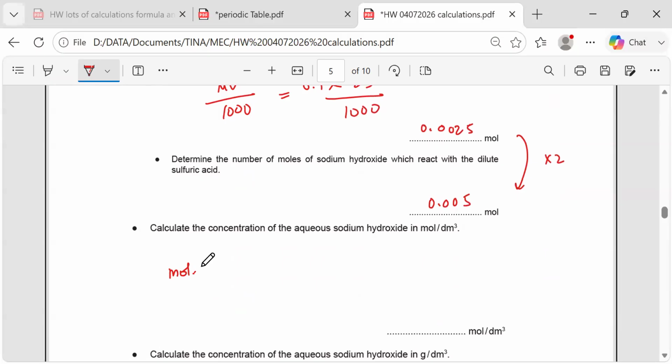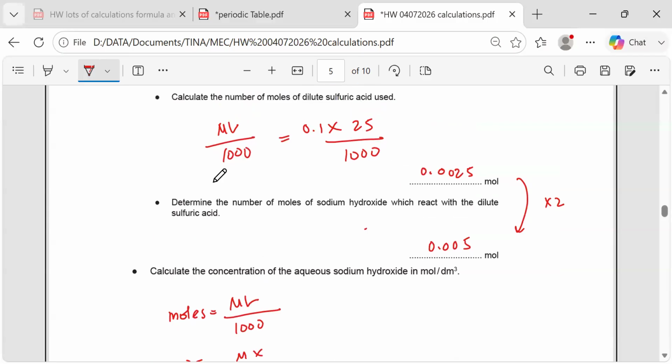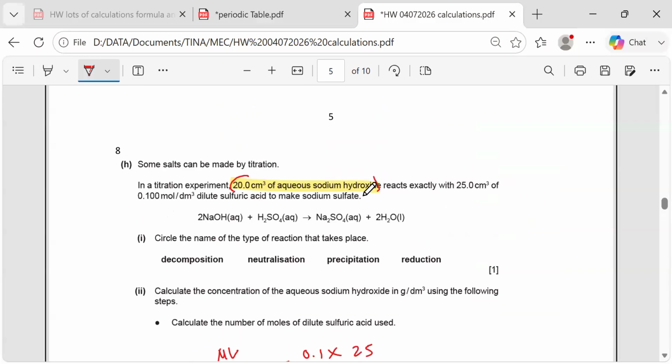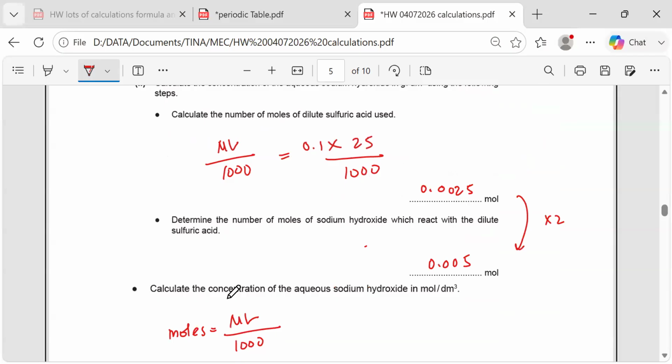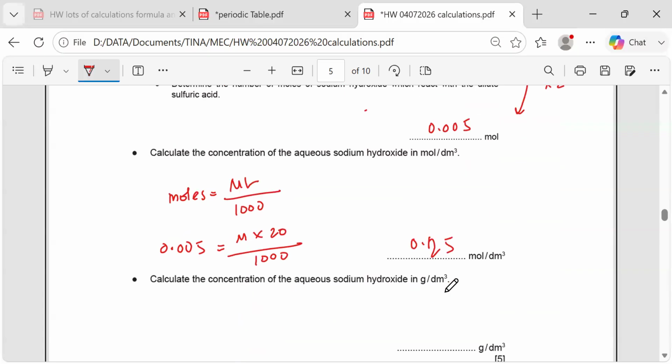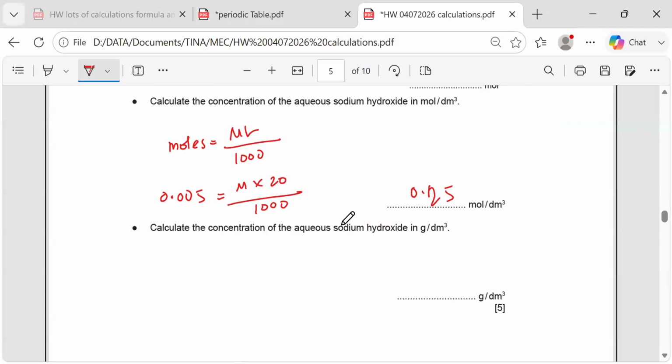So always remember the formula is the same. mV over 1,000. Amount of moles, we use the one we just got, 0.005. M is what I am looking for. V is volume, given in the question: 20 centimeter cube of sodium hydroxide, over 1,000. So how much is M? 0.25.